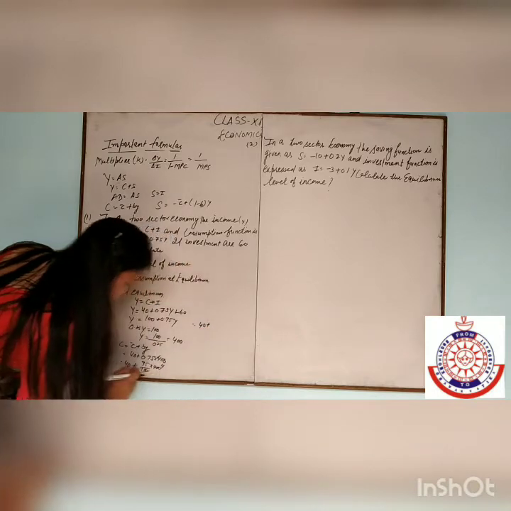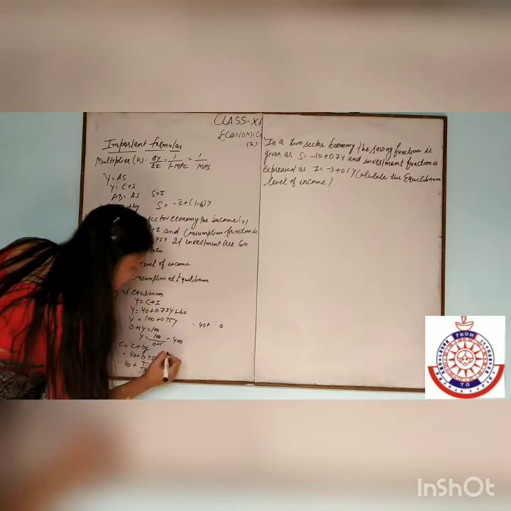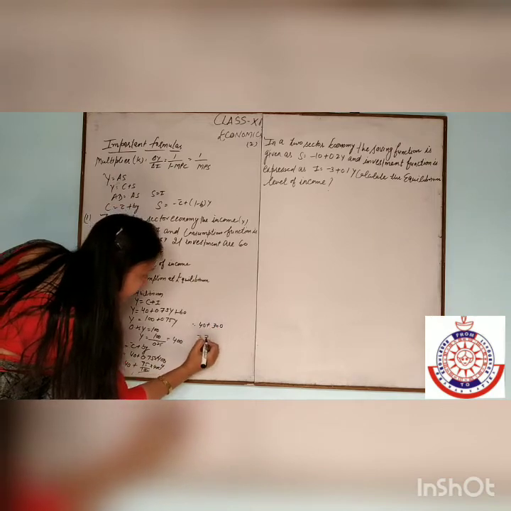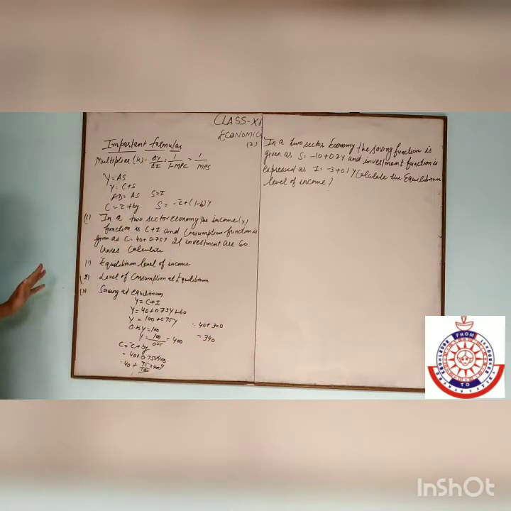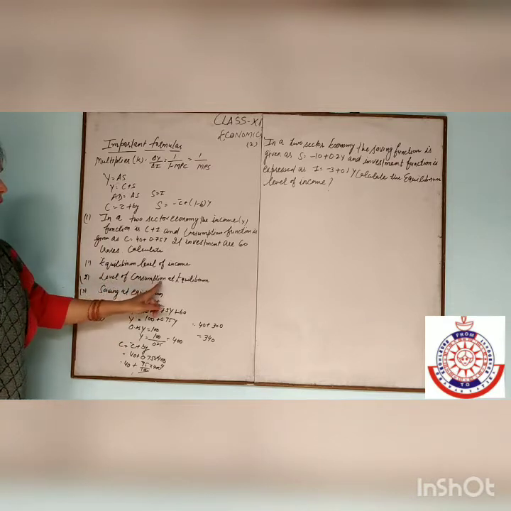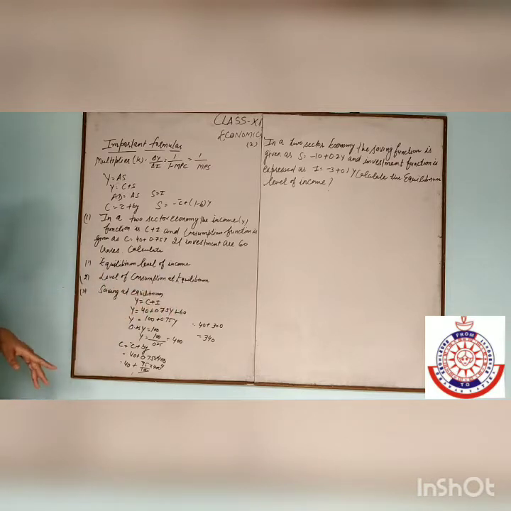40 plus 300, that is equal to 340. Then consumption is equal to 340. The level of consumption at equilibrium level is 340.